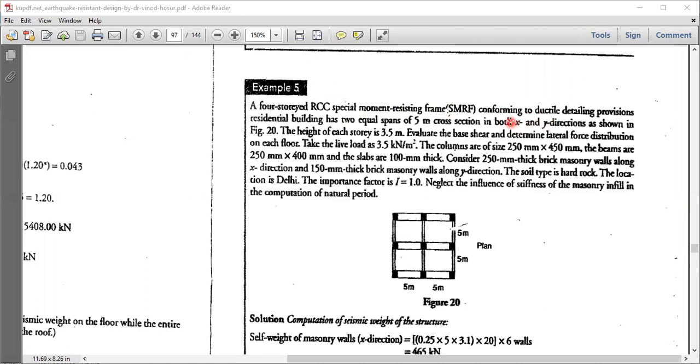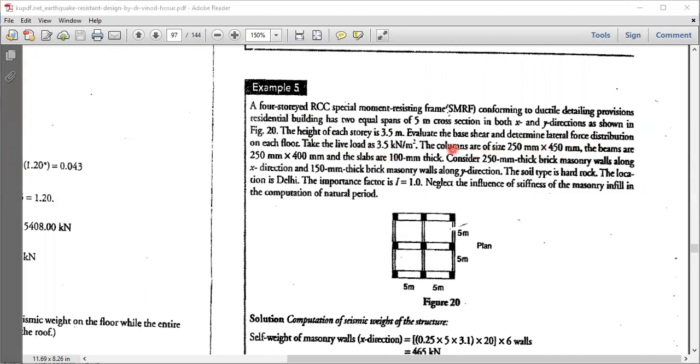Conforming to the ductile detailing provision, a residential building has two equal spans of 5 meters each. So this is 5, this is 5, this is also 5, this is also 5. 5 meters across section in both x and y direction as shown in the figure. The height of each story is 3.5. It is a 4-story and height of each story is 3.5. So total height would be 3.5 into 4, that is 7 into 2, 14 meters. Evaluate the base shear and determine the lateral force distribution in each of the floors. Take the live load as 3.5 kilonewton per meter square.